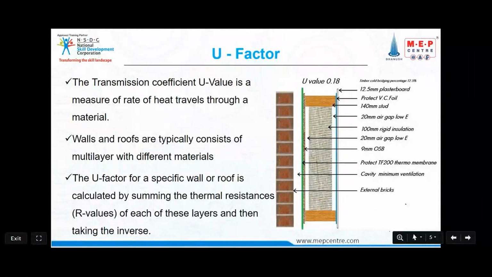Basically, U value is inversely proportional to the resistance. Will all the materials have the same resistance? No, sir. Every material has its own resistance according to the material type. The U factor also depends on the resistance and may vary according to the material type. The U factor for a specific wall or roof is calculated by summing all the thermal resistance values and then taking the reverse. U equals 1 by R.